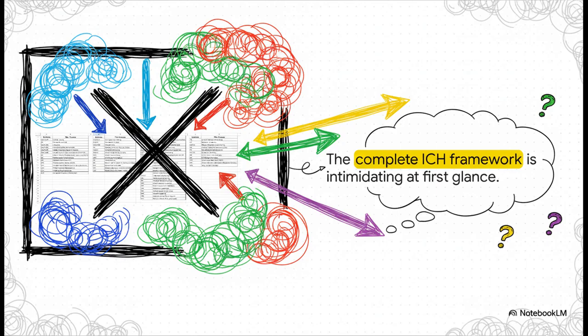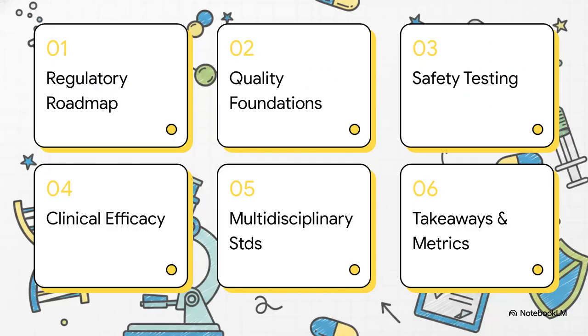So I completely validate your overwhelm here. But don't worry, we are absolutely not going to sit here and memorize a spreadsheet. Instead, I'm going to guide you through reframing this dense grid into a simple, actionable four-step learning guide. We'll start with our regulatory success roadmap and then move through Step 1, quality foundations, Step 2, safety testing, Step 3, clinical efficacy, and Step 4, multidisciplinary standards. Finally, we'll wrap up with key takeaways, pitfalls, and clear metrics.